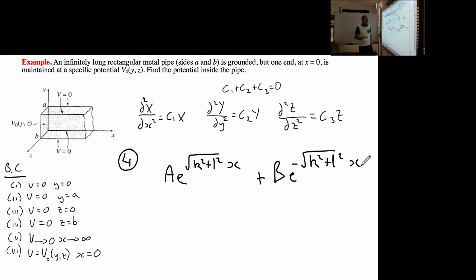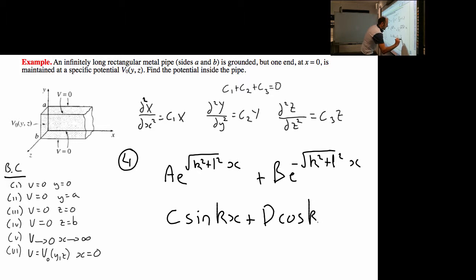If the constant was going to be negative, it's going to be something of the form c sine kx plus d cos kx. Okay, so now what we must do is take into account our boundary conditions, and look and see what answer we're going to get by substituting for x equals infinity and for x equal to 0. And then we also do this for y equal to 0, y equal to a, and also for z.